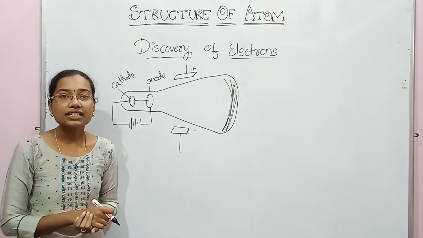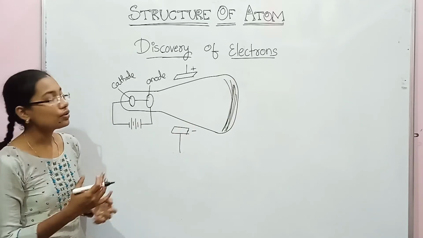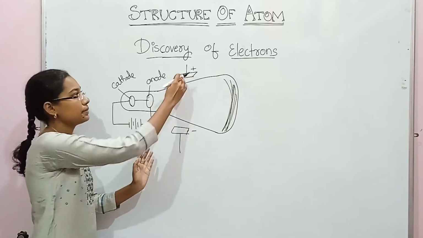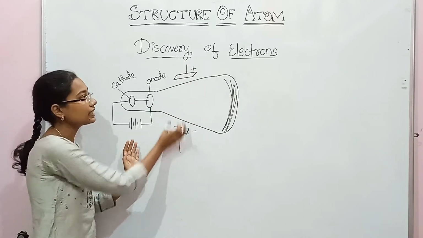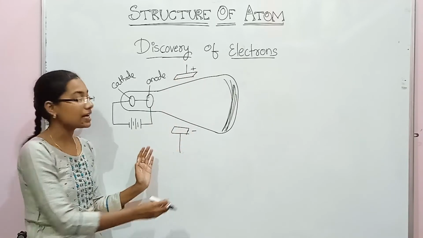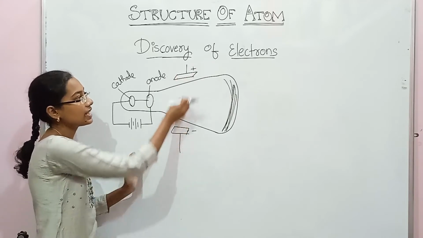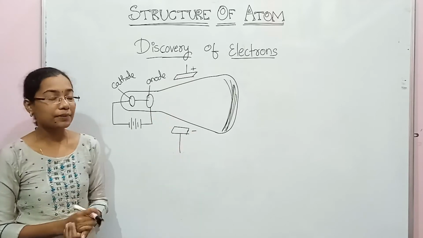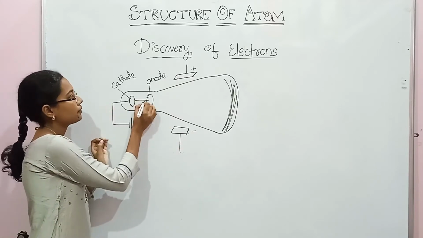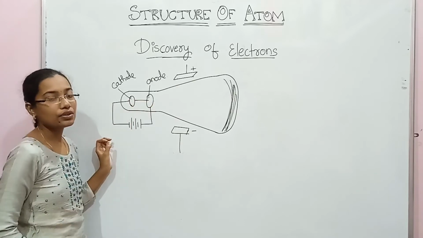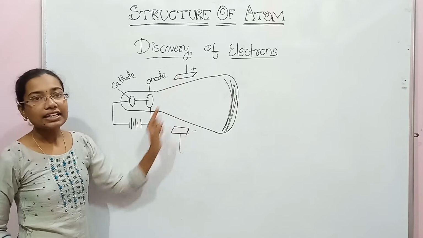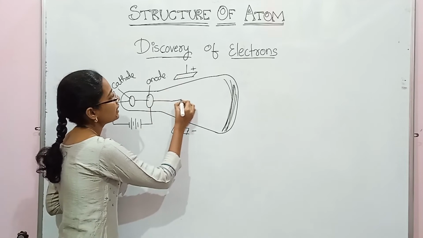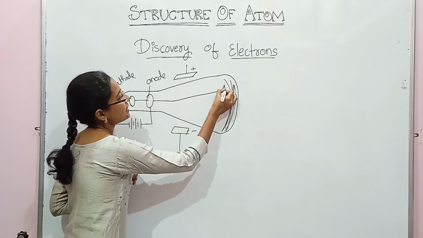Now we want to know the charge of the electron. For that, he applied two electric plates, that is, an electric field. These are the electric plates which give the electric field. Here the rays are coming from the cathode to the anode. When he applied the electric field, he observed the rays started deflecting to this point. This is point A.